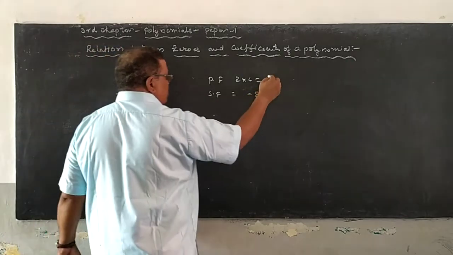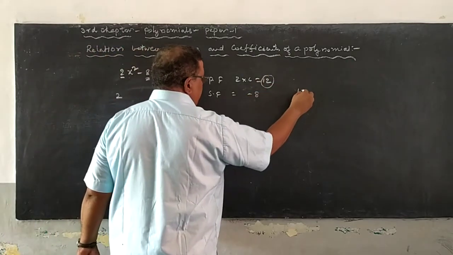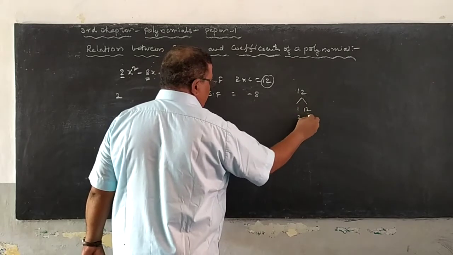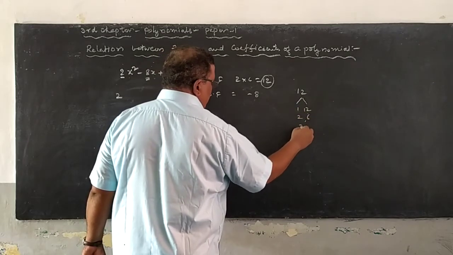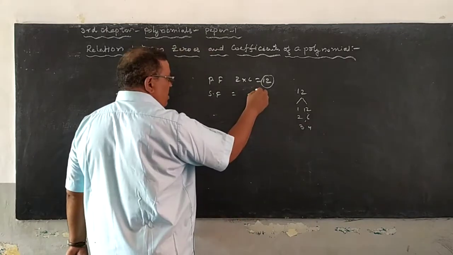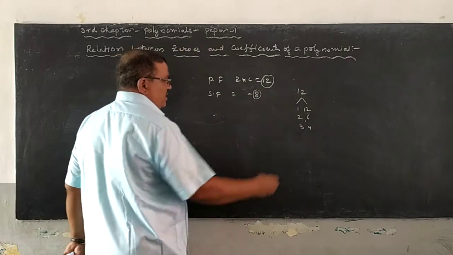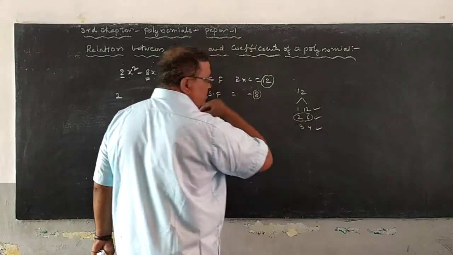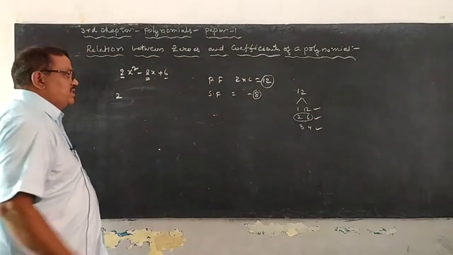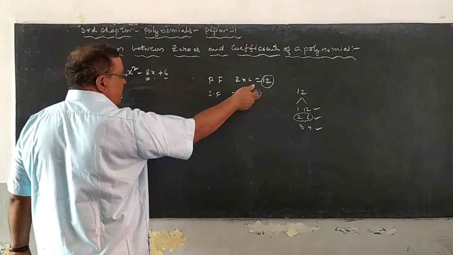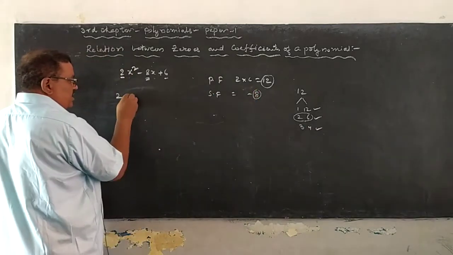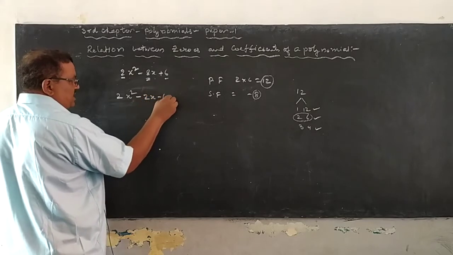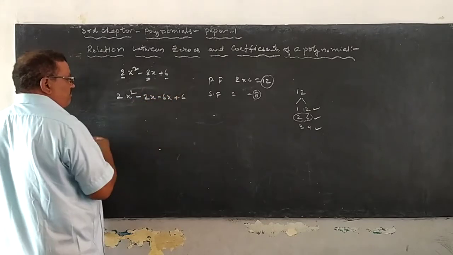The factors of 12 are 1 and 12, 2 and 6, 3 and 4. The sum of factors should be 8, so where do we get it, in the first pair, second pair or third pair? Here only we get the sum 8. Which one do we need? Minus 8. So 2x square minus 2x minus 6x plus 6.